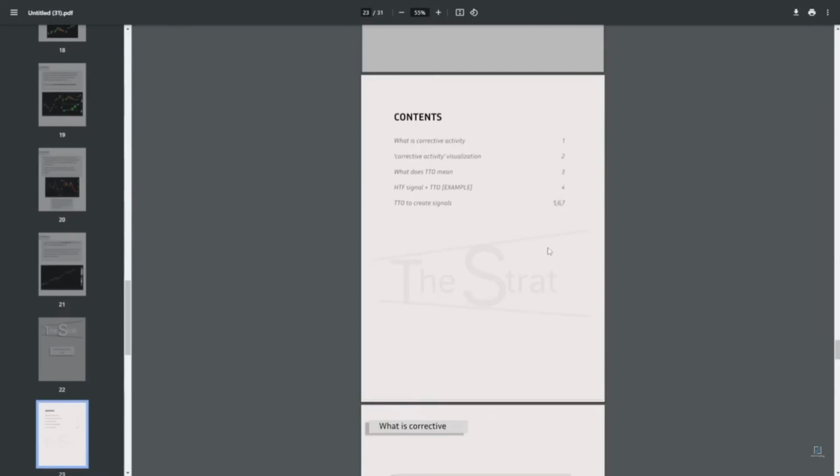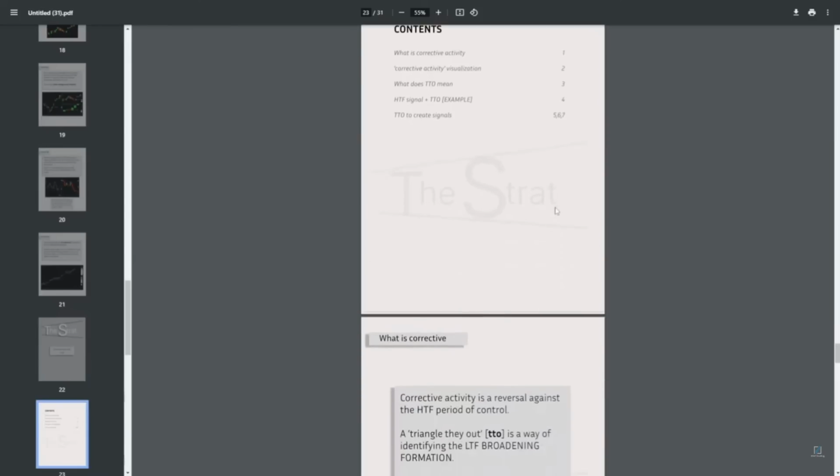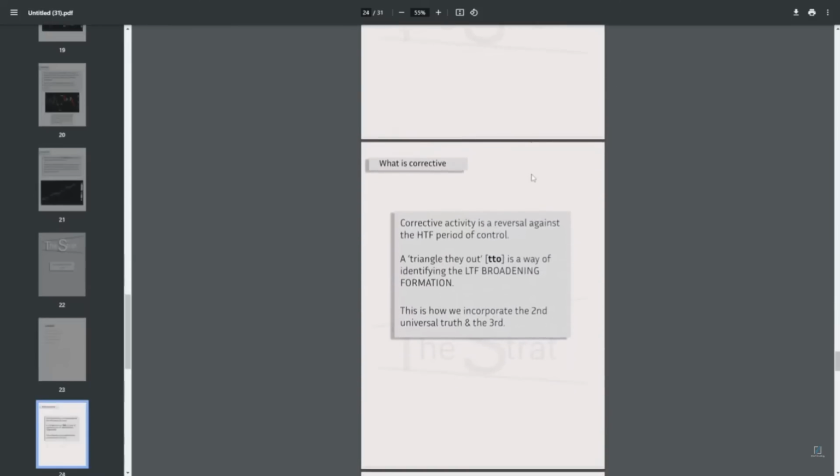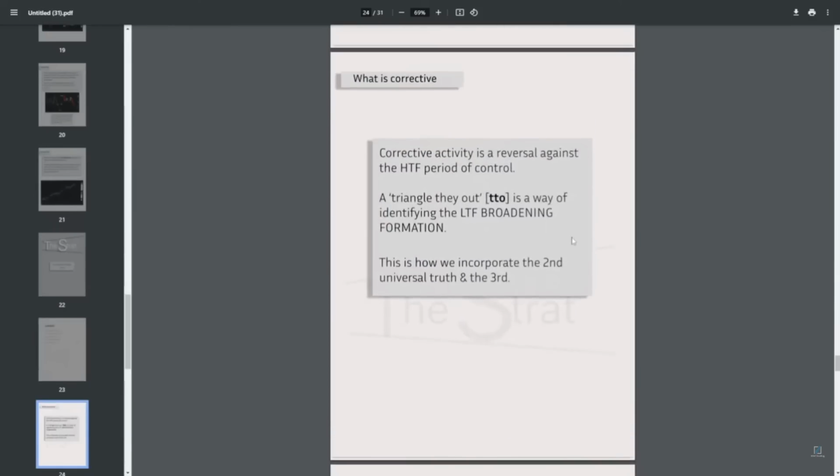So first we're going to cover what is corrective activity. Then we're going to have a little visualization of it, which we've talked about previously. And then what does TTO mean, which is triangle out, and then higher time frame signals plus a TTO example, and then TTOs to create signals, which is getting a little bit into what we'll talk more about tomorrow, but a little introduction towards the end.